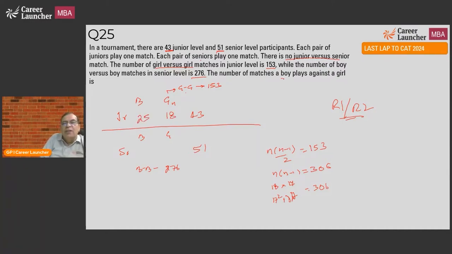The number of matches boys play against girls will be the number of matches each of these 18 girls will play against each of the 25 boys. So at the junior level, the boy-girl matches will be 18 into 25. Similarly, you can find for the senior level also and add to get the answer. So this is a round 1 question, but yes, it has got a slightly higher amount of calculation. If you are not someone who's strong in calculation, maybe you should do it in round 2.